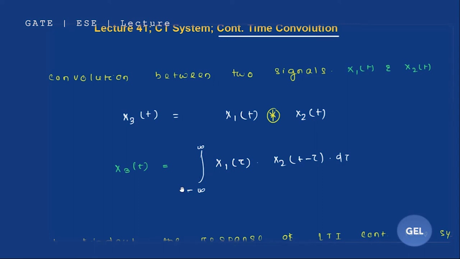I'll talk about this limit. This limit is only defined on those intervals where this product will give you non-zero values. We're going to discuss these points, but this is your fundamental thing. What is this convolution? This is the mathematical representation of the convolution concept. Conceptually we'll get into that convolution thing, but mathematically it can be represented in this way.